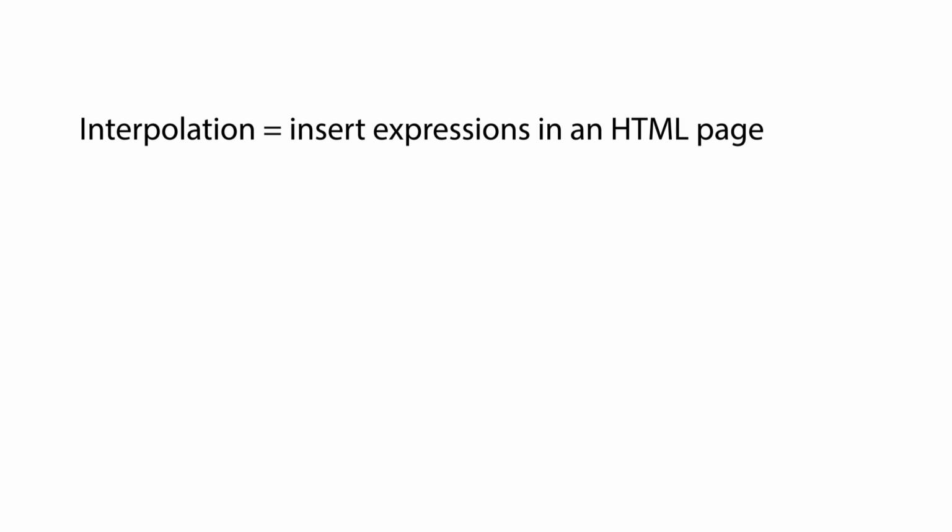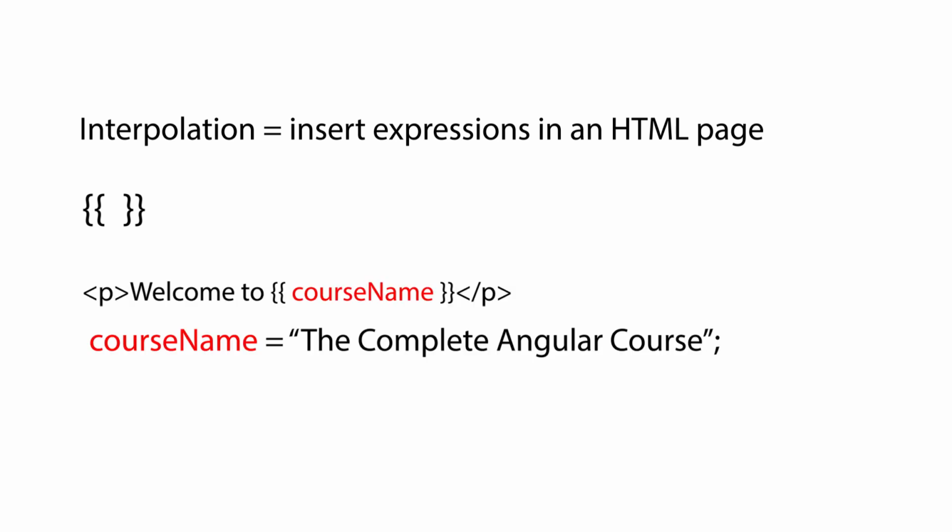Let's take a moment to recap what we have learned. We learned that interpolation is the term to describe the behavior of inserting expressions in an HTML page. We learned that interpolation is represented by the double curly bracket syntax. We learned that we can use interpolation to link data between our class and the HTML page, and thus it lets us control and change what gets displayed on the page without the need to refresh the page.